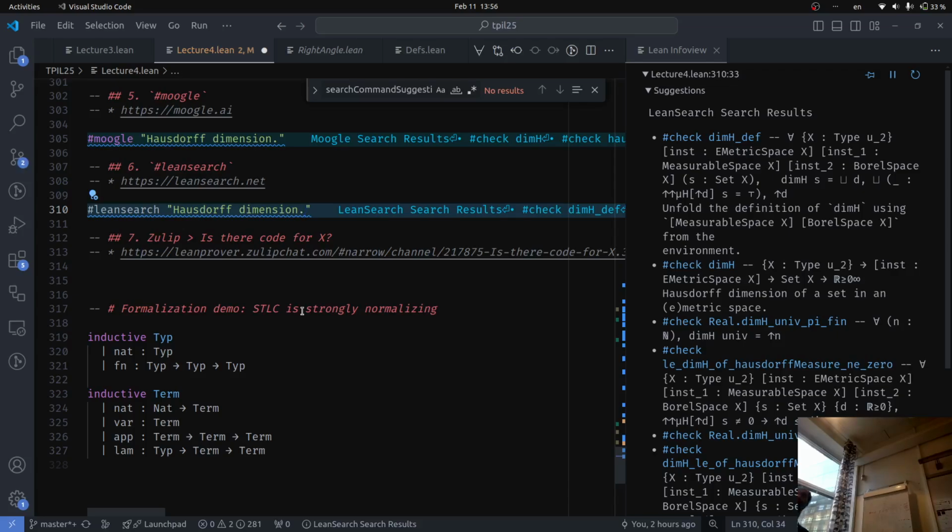Yeah, writing your own tactics requires you to learn the specific APIs of how Lean works, but it's definitely doable. There's plenty, like Moogle and whatever, that was not built into Lean, right?